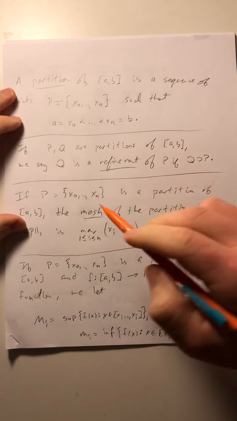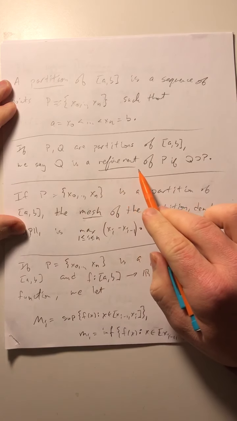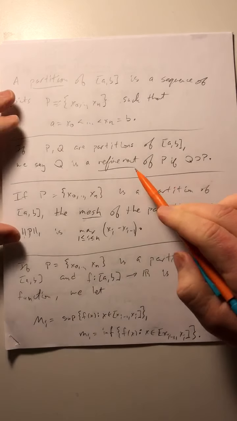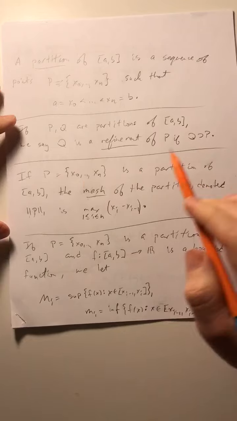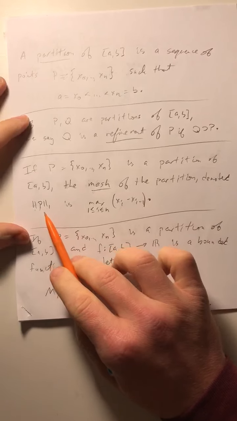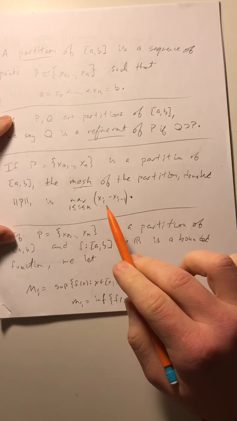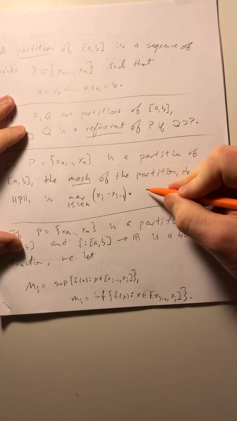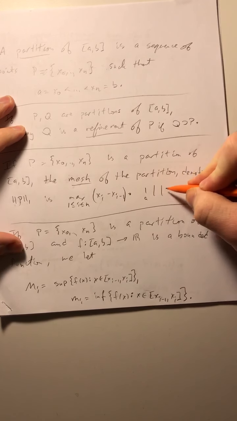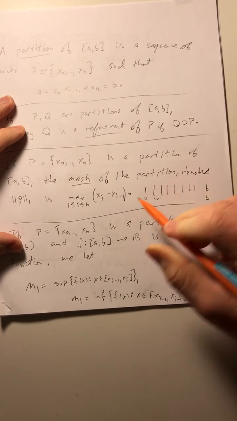Okay. So if I have two partitions, P and Q, partitions of the same set AB, we say Q is a refinement of P if Q contains all of the points of P and possibly some others. Right? So if P is a partition of AB, then the mesh of the partition, which we denote with P with double bars around it, is just the maximum width of one of the intervals in the partition. So we have A, B, chop this up into pieces, and then I'll look at the lengths here, and the biggest length like this is the mesh.